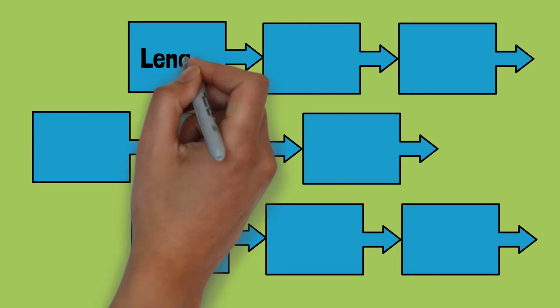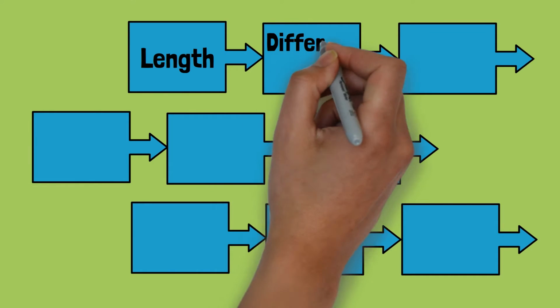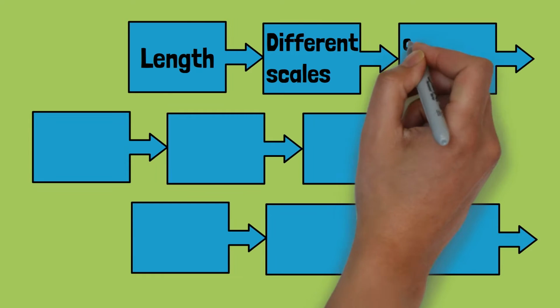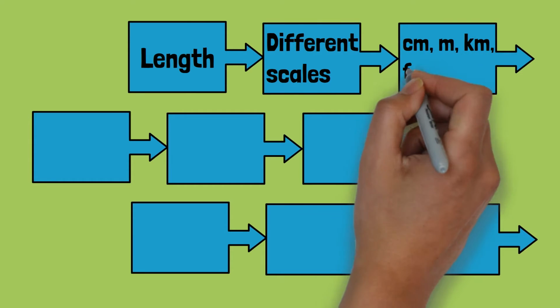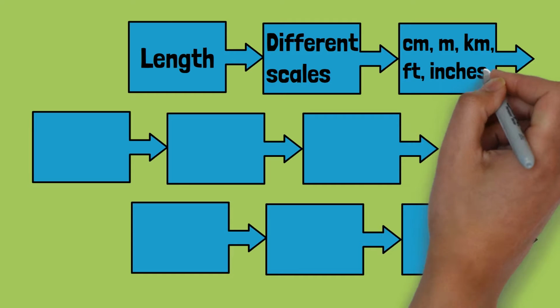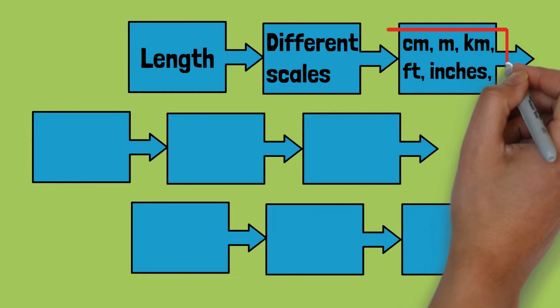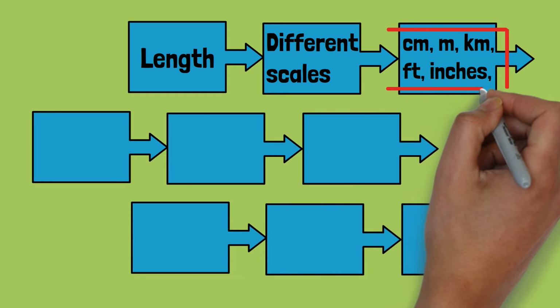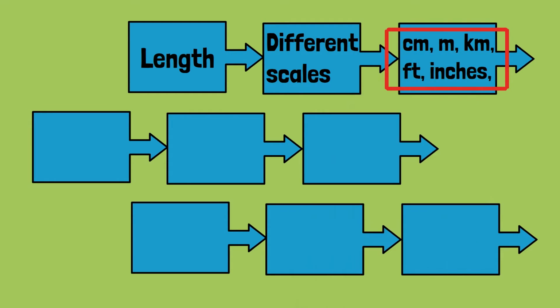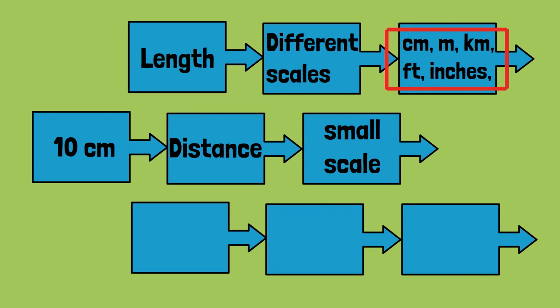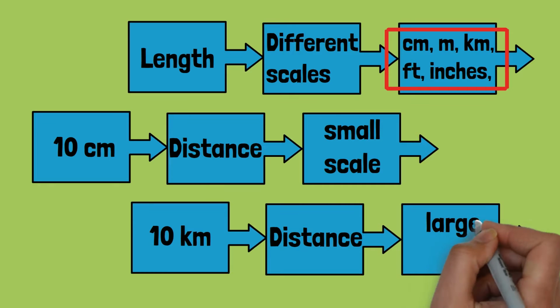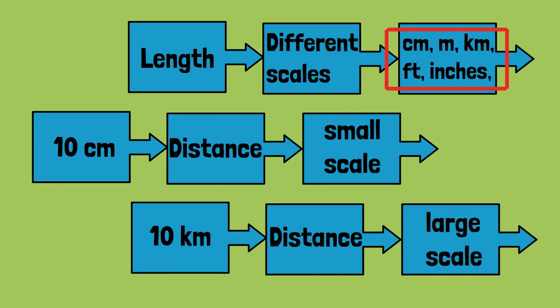Suppose if we have to measure length, then we have different scales to measure it, like centimeters, meters, kilometers, feet, inches, etc. All these units are describing in which scale the object is going to be measured. Like if we are measuring a 10 centimeter distance, then it means we are measuring an object on a small scale. Similarly, if we are measuring a 10 kilometer distance, then it means we are measuring an object on a large scale.